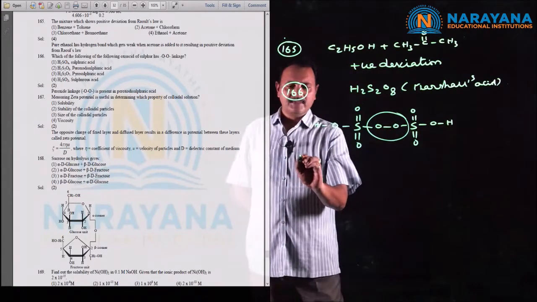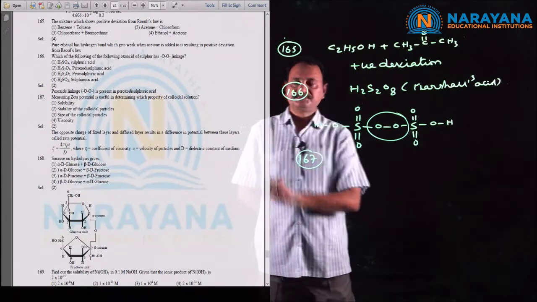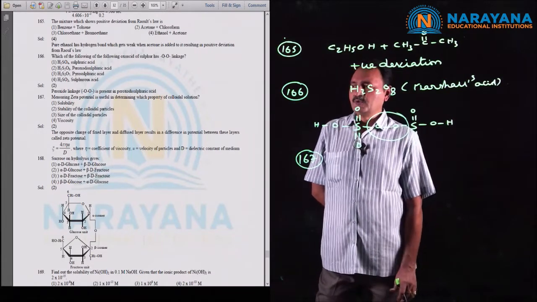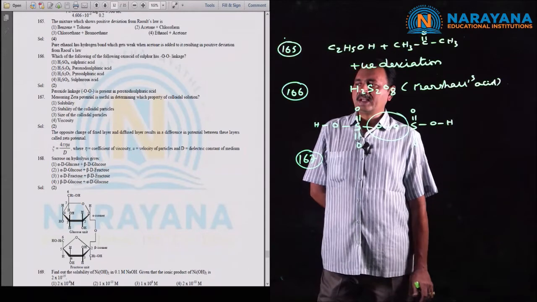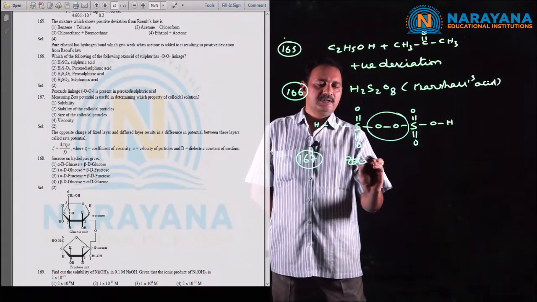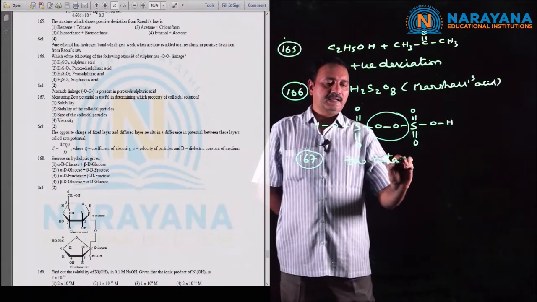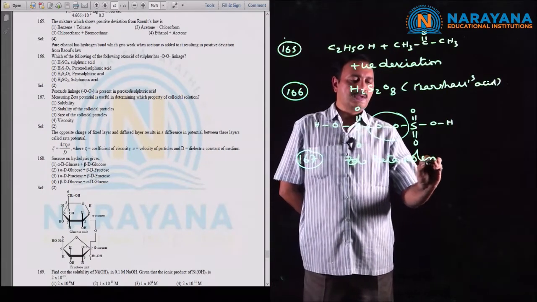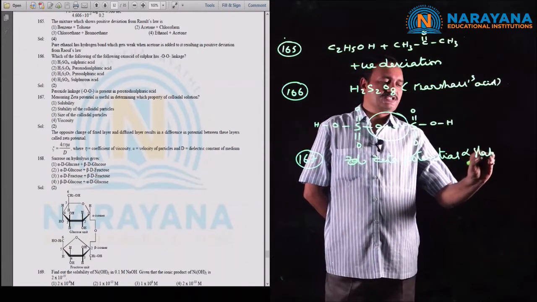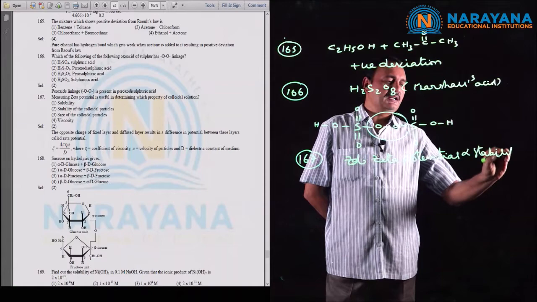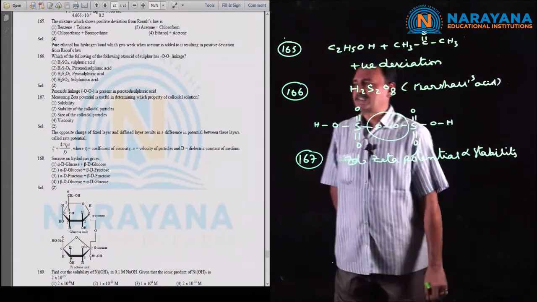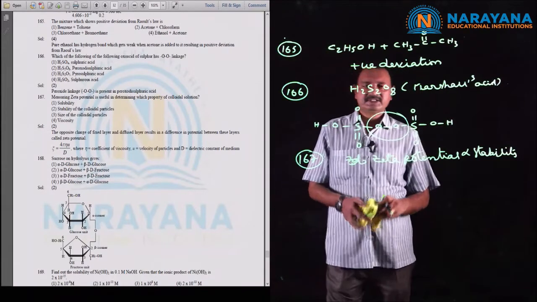Next, question number 167. Measuring of zeta potential is useful in the determination of which property of the colloidal solution? Zeta potential is directly proportional to the stability of the colloidal solution. So zeta potential is useful in the determination of stability of the colloidal solution. So the option is the second option.